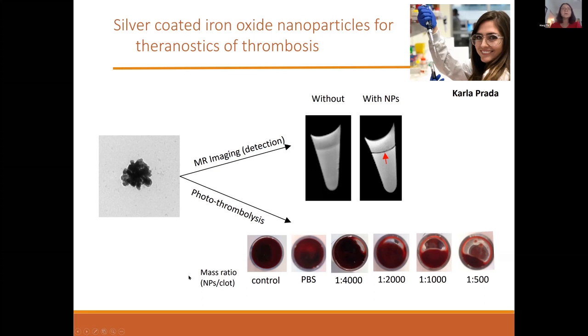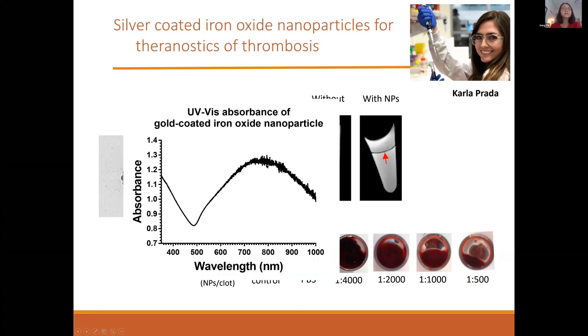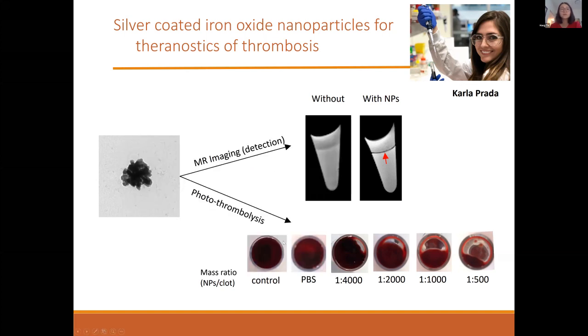And because the particles had a strong absorbance around 800 nanometers, we use 800 nanometer laser light to induce thrombolysis of the clot. Here is the control blood clot, and these are the clots with the nanoparticles and treated with the laser. So you can see in the presence of the particle and the laser, the blood clot size is significantly smaller than the control one. It means we can lyse the clot with the treatment of our particle and the laser.